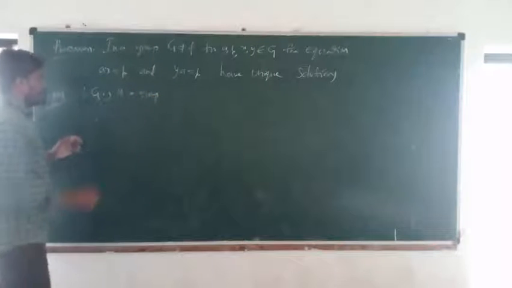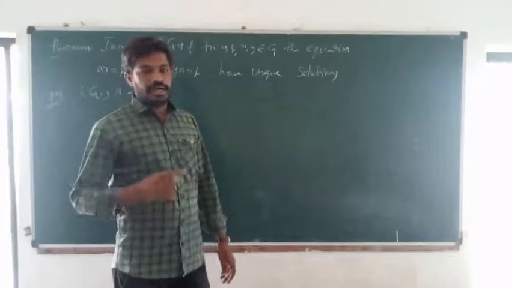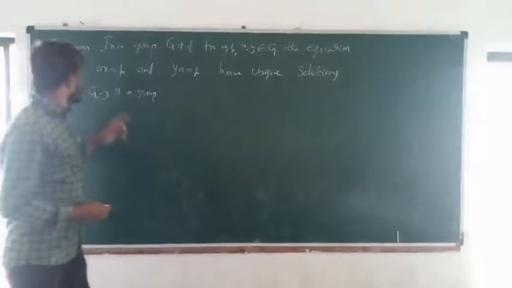Let dot be a binary operation. Group means closure, associativity, identity and inverse. Closure is satisfied.